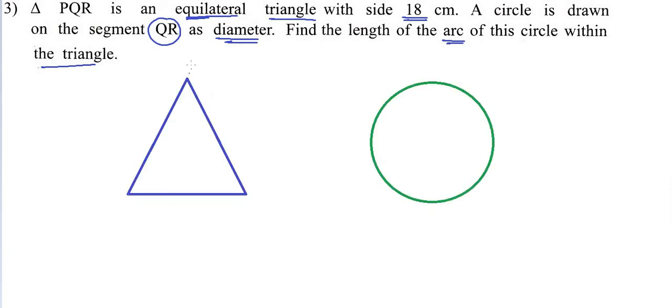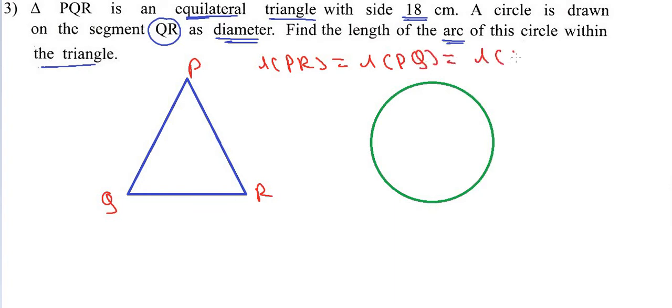This is equilateral triangle PQR with length of side equal to 18 centimeter. So length PQ, length PR, and length QR is equal to 18 centimeter. We will write it here. So length PR is equal to length PQ is equal to length QR is equal to 18 centimeter.